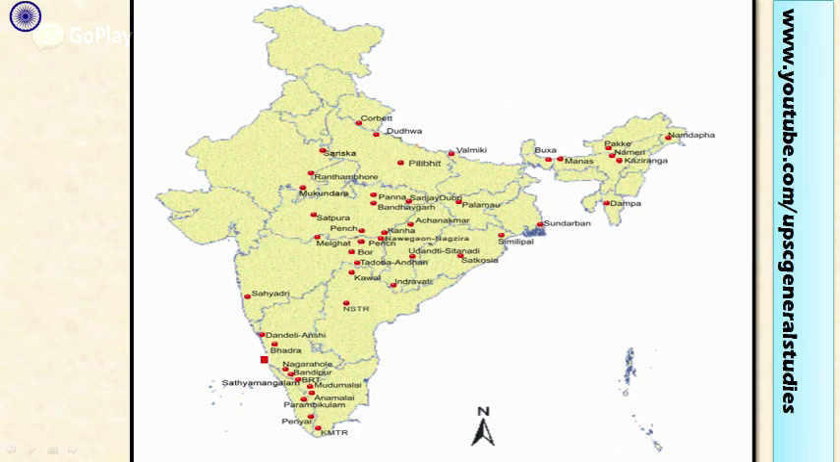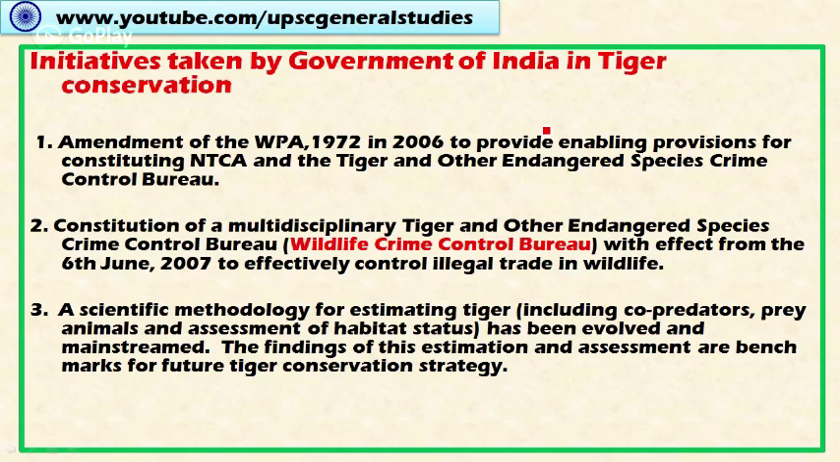Here important: Dandeli, Bhadra, Nagarhole, Bandipur, Biligiri Ranganatha Swami temple in Karnataka, Satyamangalam, Madumalai, Annamalai in Tamil Nadu, and all these things. Please, if you want, pause and look at these things. And now let's look at the initiative taken by the Government of India in tiger conservation.